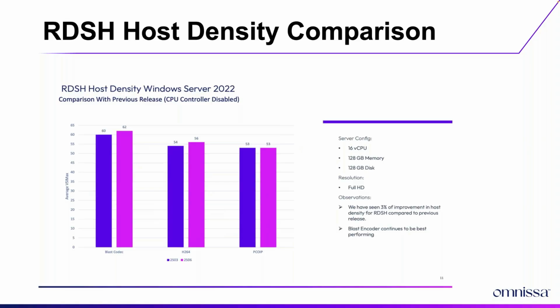This is with RDSH if you're running remote apps. Again, the BLAST codec on the left has higher density than the bars on the right for PCoIP. And again, this idea that going from 2503 to 2506, so one release to another, every release we do something to improve BLAST.